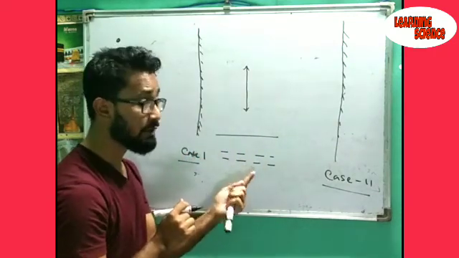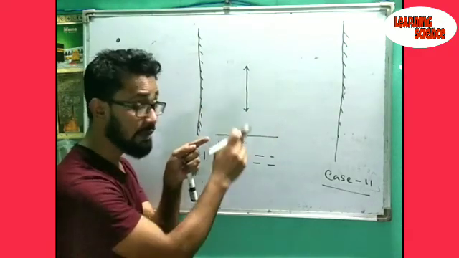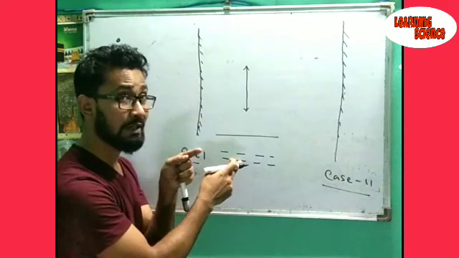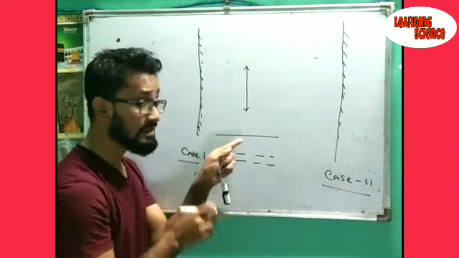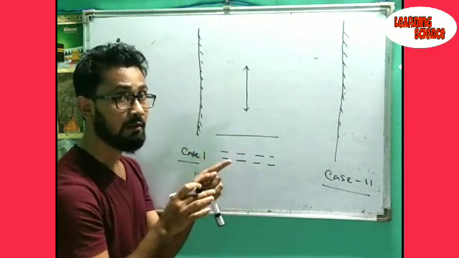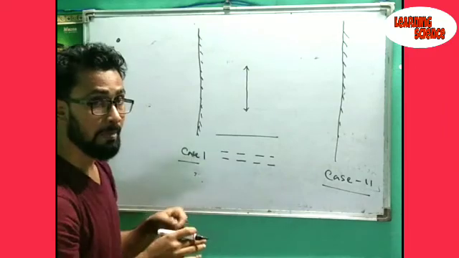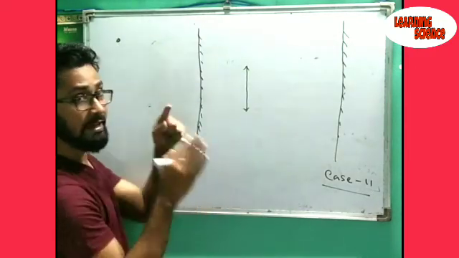Now, why the dotted line? Because light cannot travel behind the mirror. Clear? Light cannot travel behind the mirror. That's why I am taking dotted lines. These are the real rays, and these are the virtual rays. Real rays actually exist, but virtual rays do not actually exist. We are just taking them behind the mirror. Clear?